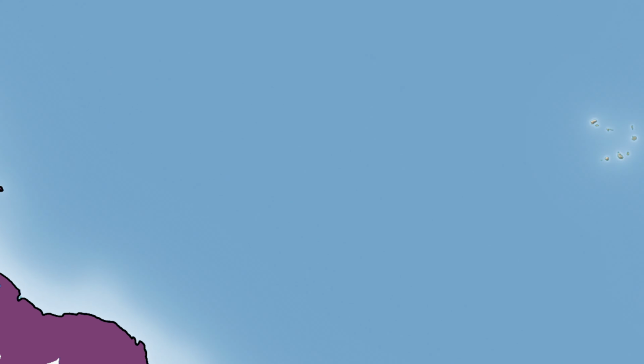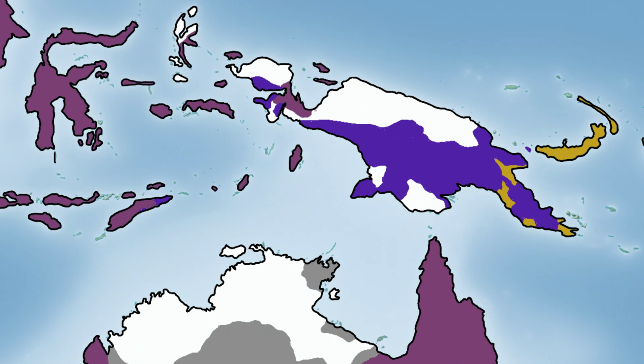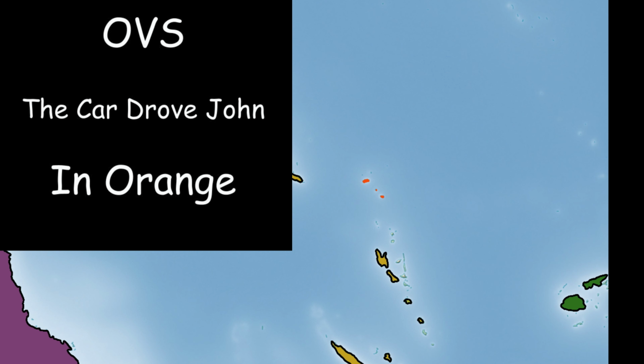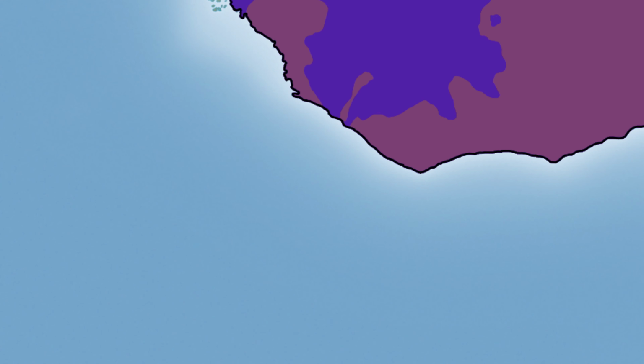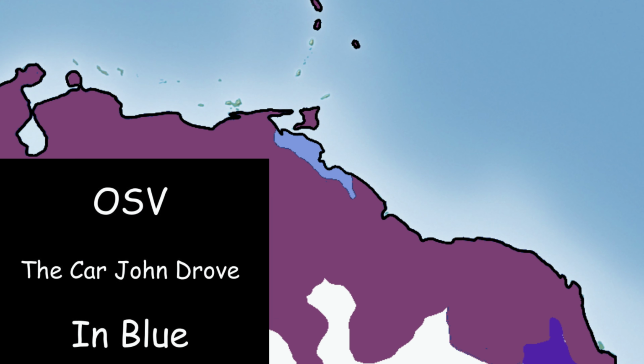The 2 remaining word orders are extremely uncommon, with object, verb, subject, or OVS, containing less than 1% of languages. This would change the sentence to, "The car drove John." The most spoken language using this order is Iwu in the Eastern Solomon Islands with around 8,000 speakers. The final word order is object, subject, verb, or OSV, with very few languages using it. This would change the sentence to, "The car John drove." The only language with more than a couple hundred speakers using this is Warao, with around 30,000 speakers.